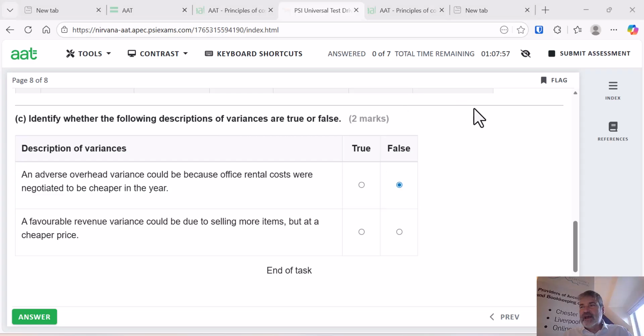So let's consider our final description then, that a favourable revenue variance, so that means that our actual revenue is higher than our original budget, could be due to selling more items but at a cheaper price. Well, that could be true in a way, because even though the price has dropped, if we've sold a lot more than is stated in our budget, then the sheer volume could mean that overall revenue is greater. So it is possible that that statement is true.